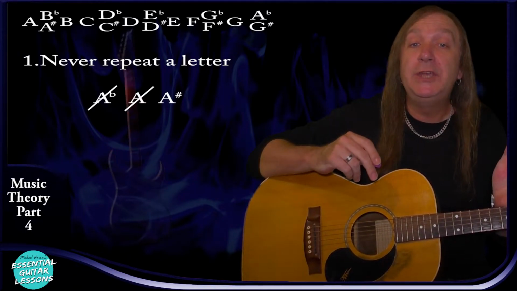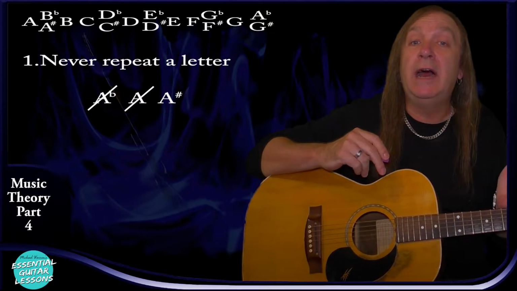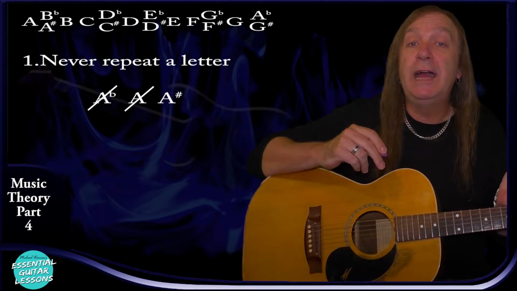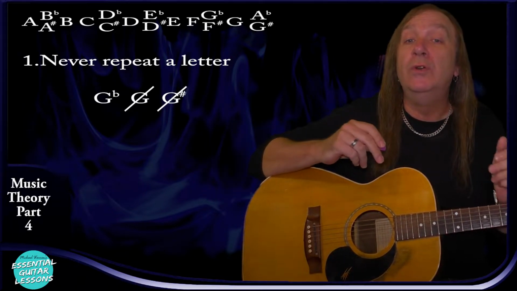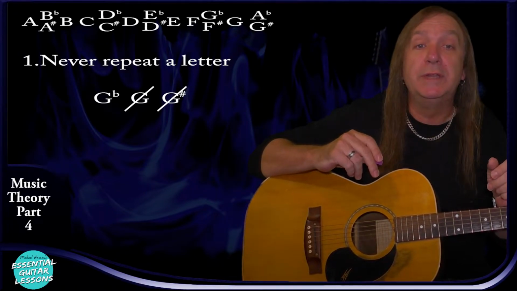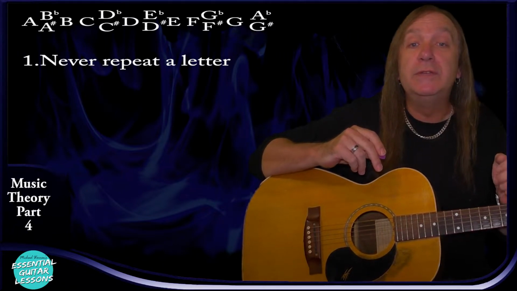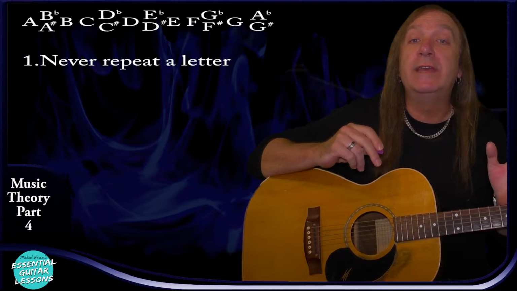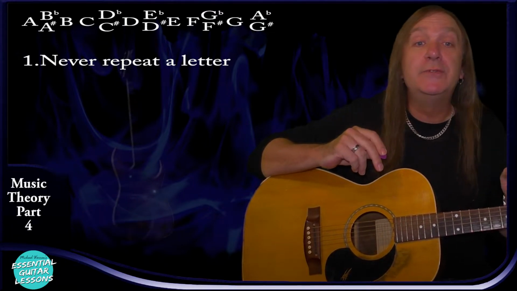So if I have an A sharp in my scale, I can't use A or A flat there. Again, if I was to have a G flat, I can't use G or G sharp because I've already used that letter. So once I've used a letter, whether it's a natural, sharp or flat, I can't use it again. So that's the first rule.